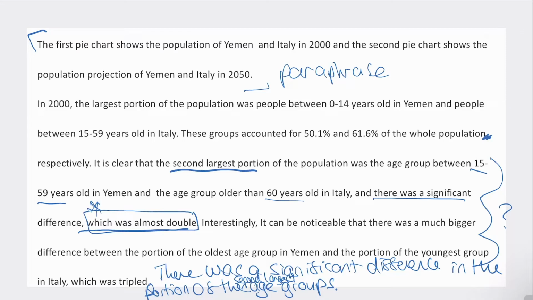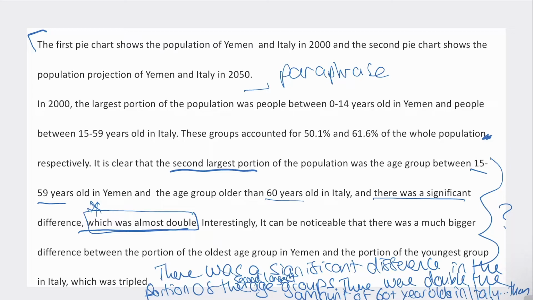Okay, second largest age groups. There were double the amount of 60-year-olds in Italy. I'm running out of space. Okay, so you can rewrite it. There were double the amount of 60-year-olds in Italy than 0 to 14-year-olds in Yemen. There were double the amount of elderly people in Italy than young people in Yemen.